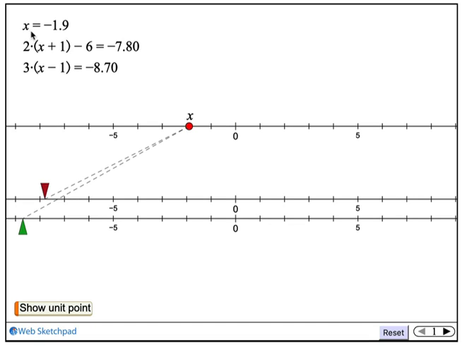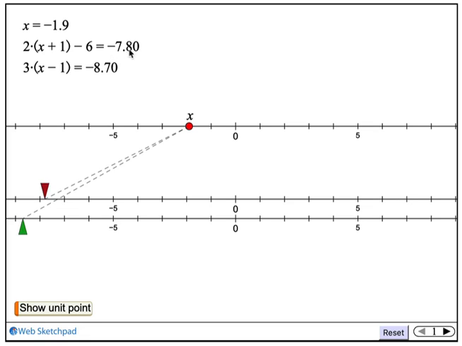Now, sitting below the value of x are two expressions. And these expressions are the left and right side of the equation I would like to solve. So the equation here is 2 times parentheses x plus 1 minus 6 is equal to 3 times parentheses x minus 1. And as I drag x, we see the values of the left and right side of our equation are reported. So we know here that this value of x of negative 1.9 is not a solution to our equation because the left and right side of the equation have different values.